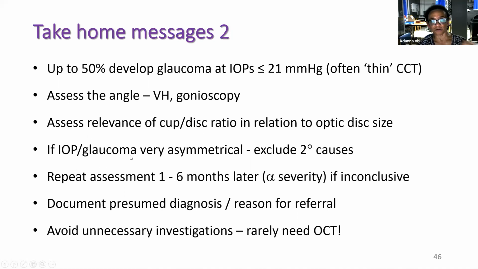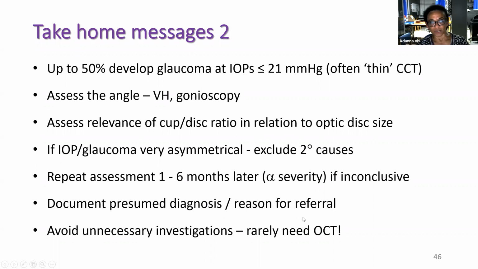If the IOP of the glaucoma is very asymmetrical, do think of secondary causes, including some congenital abnormality of the eye as well. If your finding is inconclusive, do think about repeating them rather than sending them straight to us with just one minor problem. Okay, at the very best we're running at 18 weeks for someone, and our colleagues at King's were running at 18 months for a first visit.